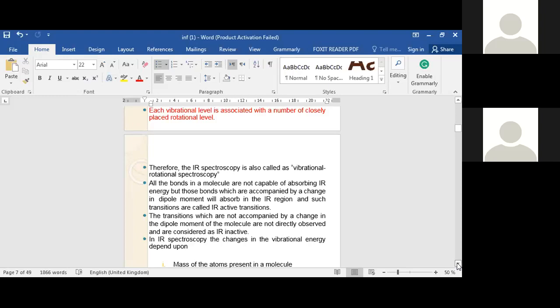So molecules are able to absorb IR energy, but only those bonds which are accompanied by a change in the dipole moment.